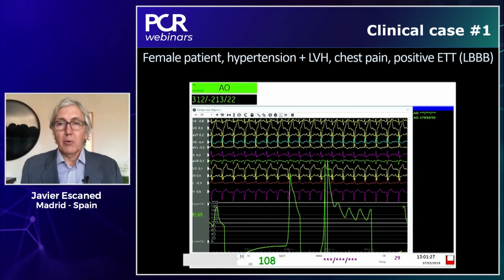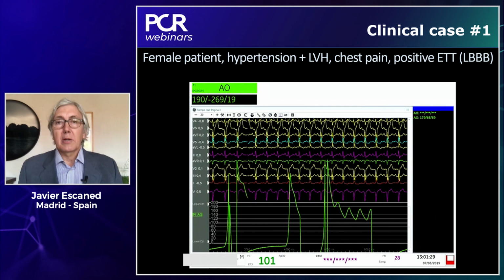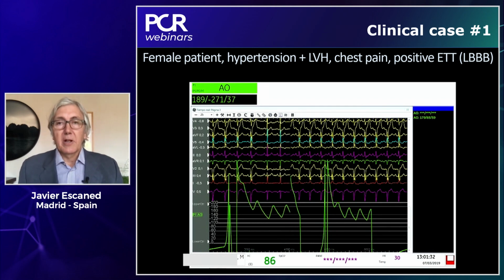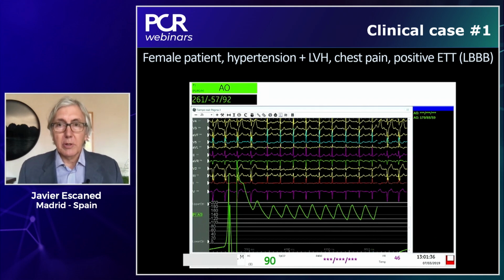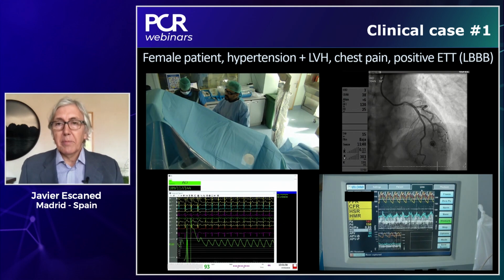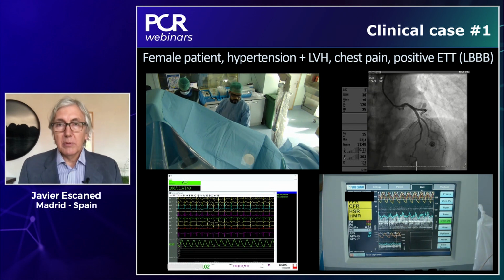particular point, and here you can see that a few minutes later, the left bundle branch block resolved spontaneously into a normal intraventricular conduction. Now, we performed in this lady coronary flow reserve, which was abnormal, and we also measured microcirculatory resistances that were abnormal as well.